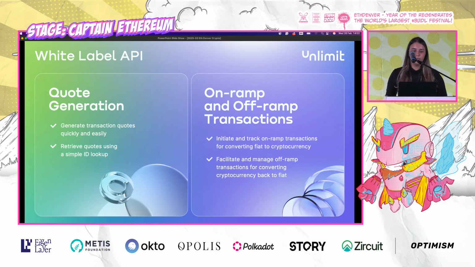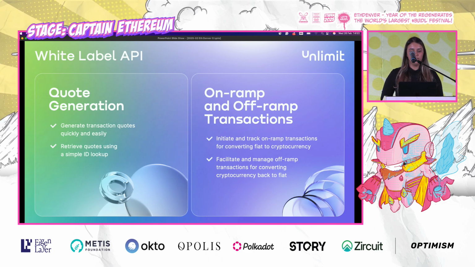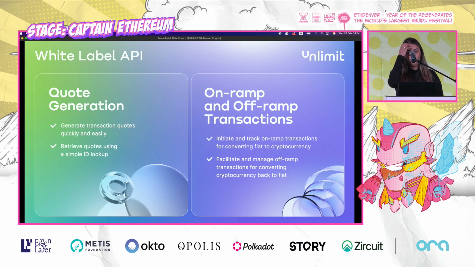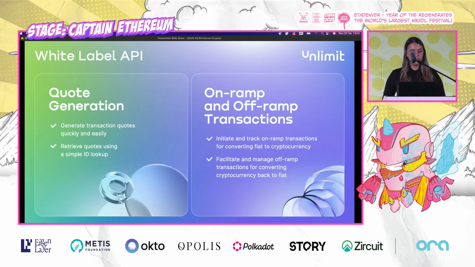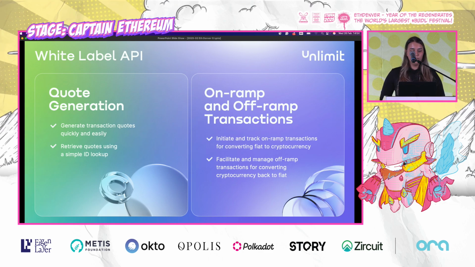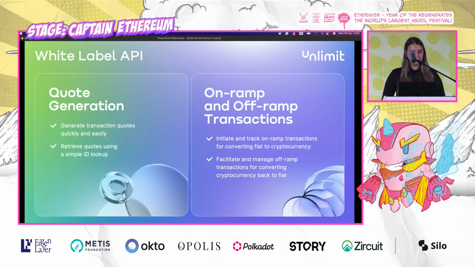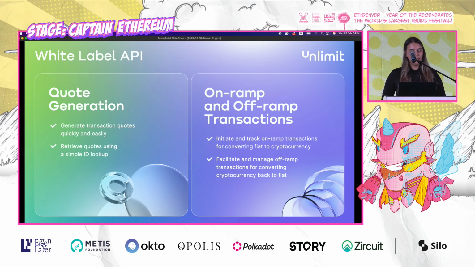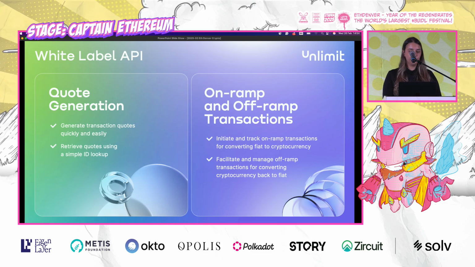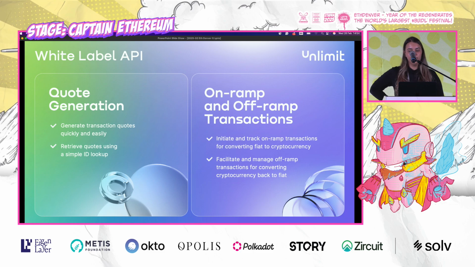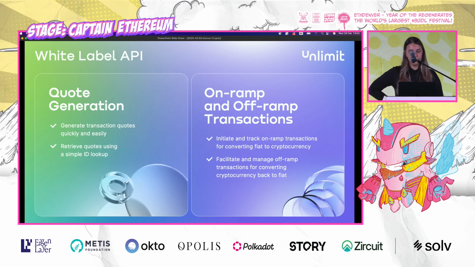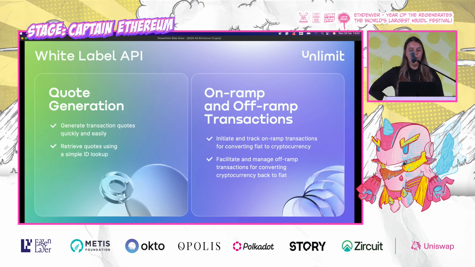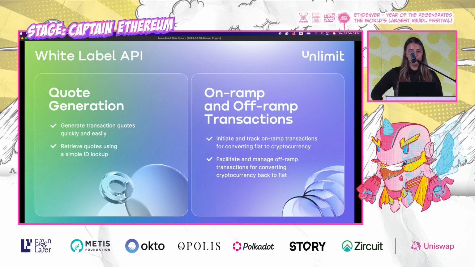We also have quote generation. With it, you can generate quotes for on-ramp and off-ramp transactions, and you can retrieve them using a simple ID. And lastly, we have the on-ramp and off-ramp transactions. You can initiate and track transactions for converting fiat to crypto, or you can convert crypto to fiat.